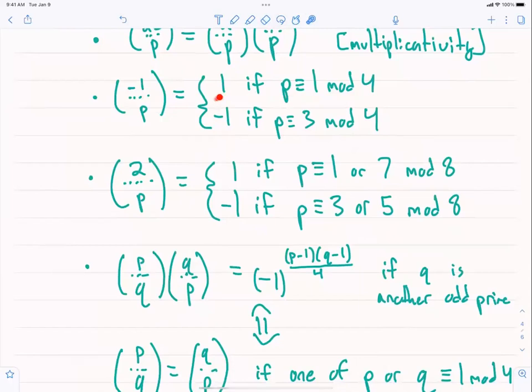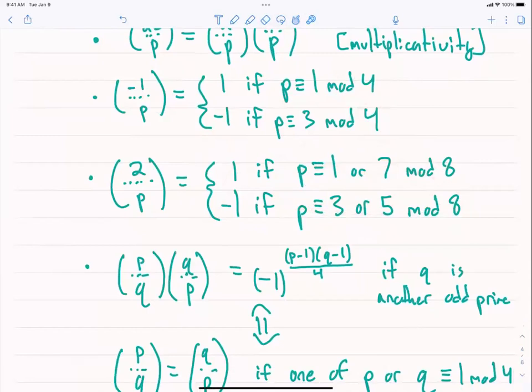And let me highlight that in both of these, I've only discussed what happens when P is an odd number modulo 4 and an odd number modulo 8. That's because P is assumed to be an odd prime, so P is never going to be an even number modulo 8 or an even number modulo 4. So you only have to look at these odd numbers.